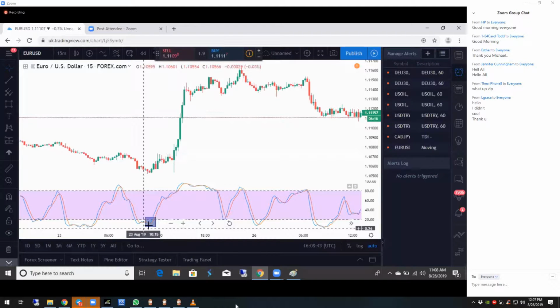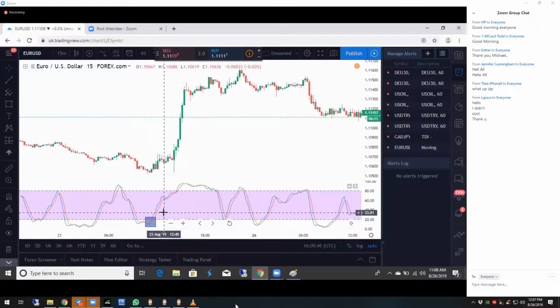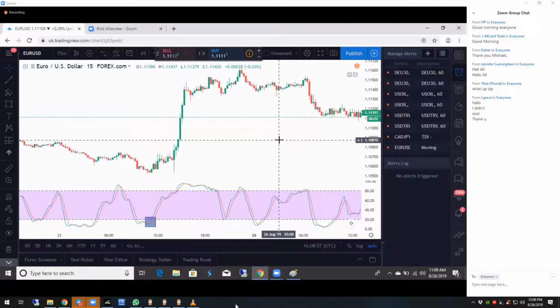Now, as soon as I got that cross, there's confirmation right there. Hey, reversal happened. It's going to be a buy. Also, it's below the 20 as well. So, confirmation number 2, that hey, this is about to be a buy.